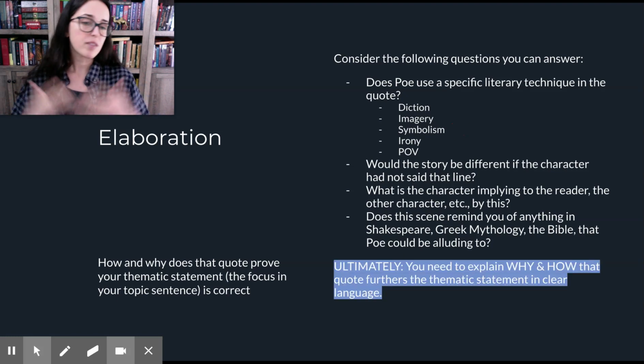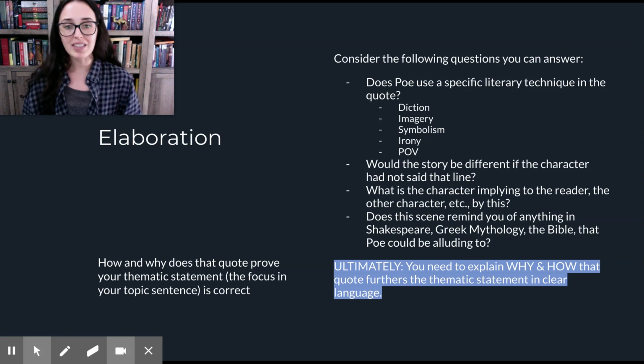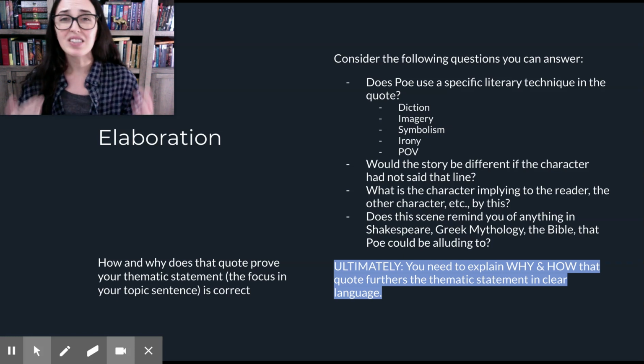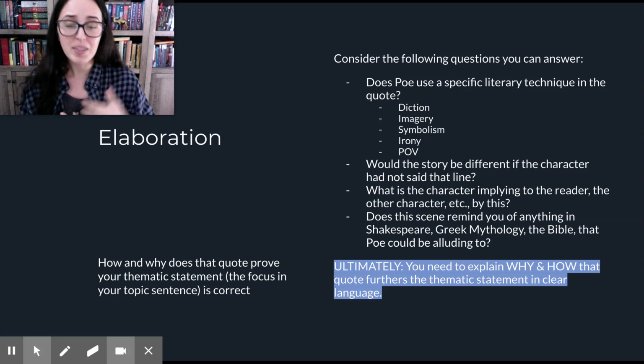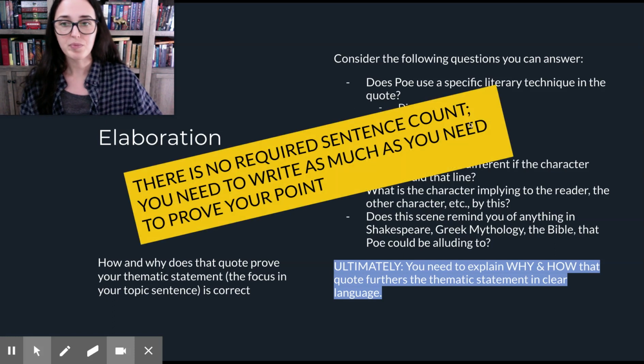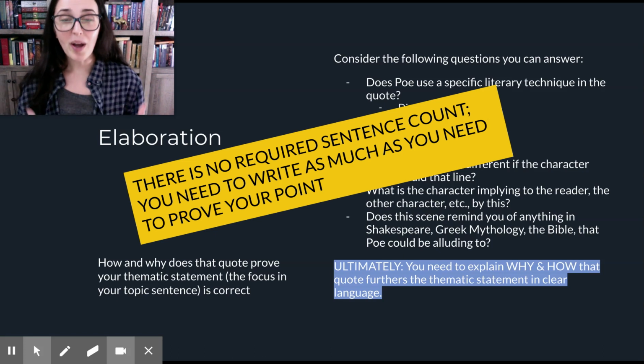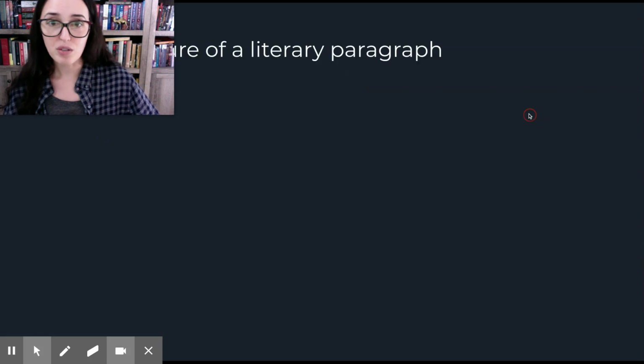And then ultimately, again, you just got to explain why and how that quote furthers a thematic statement in clear language. Again, this is not the time to summarize. We've all read the story. I've read the story countless amount of times. I don't need to know the basic information. I need to know what your analysis is and proving your point. Again, remember, this is a trick question, right? There's no required sentence count. You need to write as much as you need to prove your point thoroughly.